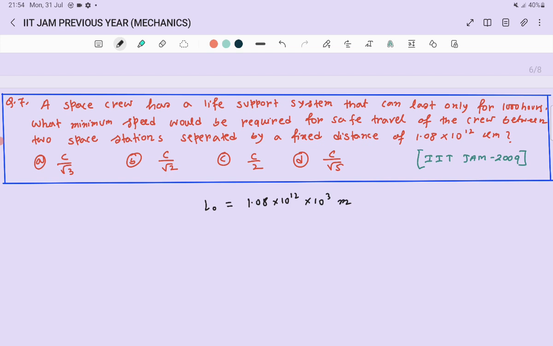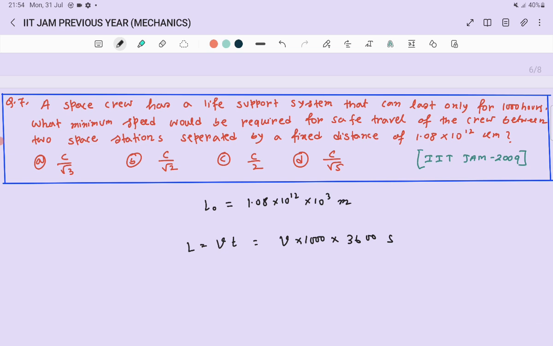What minimum speed would be required for safe travel? So what will be the minimum speed v? If minimum speed is v and time is t, so vt will be L. We have to find v, and t is 1000 hours, that means 1000 into 3600 seconds. We can convert it from hour to second by multiplying by 3600.